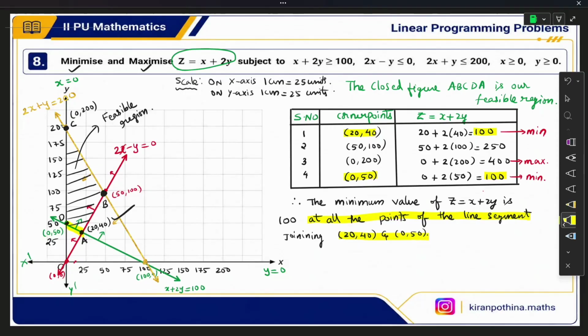Okay, now the conclusion for the next point. Therefore, the maximum value of z equal to x plus 2y is how much? This is 400. Now only one value, 400, has come, so directly we'll write 400 at which point? At 0, 200. Like this only we'll write.